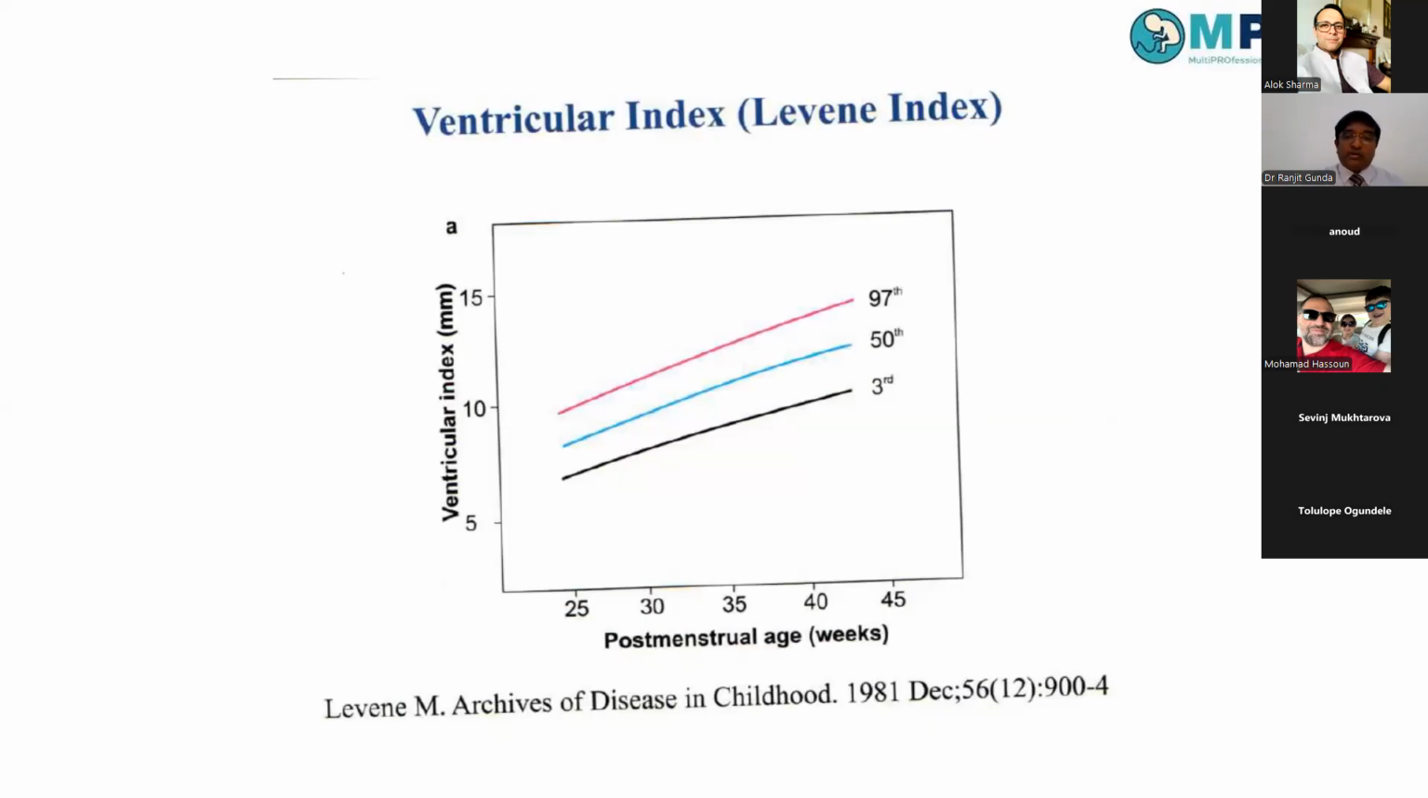We have nomograms like this, described by Levine, starting from 25 weeks gestation up to 45 weeks. These nomograms are more useful until 33 to 34 weeks. After 34 to 40 weeks, there is still not much research available on intervention. The ventricular index is not the only indicator; we need to take a combination of measurements and the clinical picture together. The nomogram shows the third centile, 50th centile, and 90th centile.